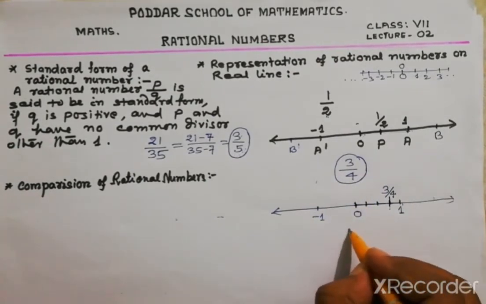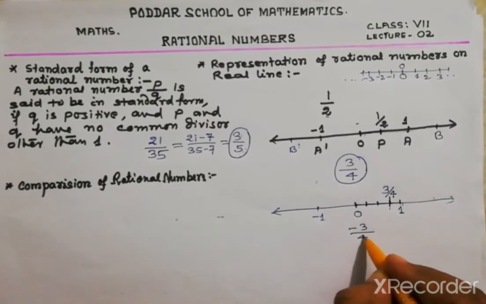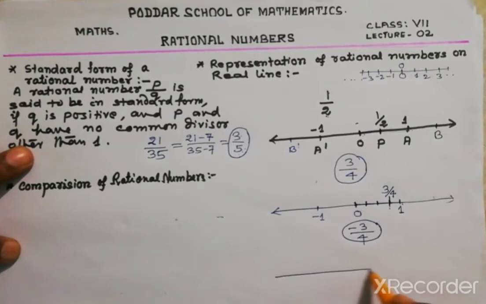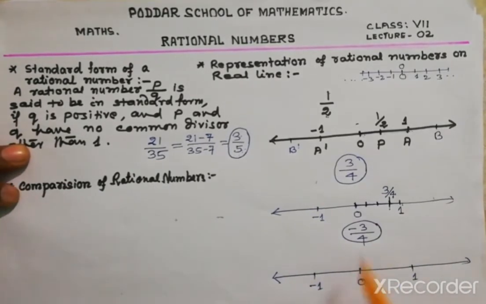If rational number is negative, suppose -3 by 4 is the number, that is a negative rational number, then this can also be represented the same way, drawing a number line, take 0, this is 1, this is also -1. Since it is negative, you go to the left of 0. And how many parts should be divided? Seeing the denominator, you divide this unit into 4 equal parts.